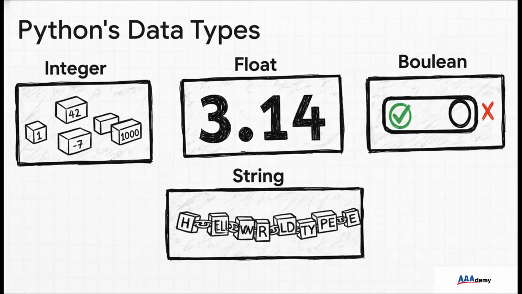Simple as that. And the stuff you can put inside these boxes comes in a few basic flavors. You've got integers, or ints, for any whole numbers. You've got floats, for any numbers with a decimal point. You've got strings, which is basically any text you can imagine. And finally, booleans, which are just simple, logical, true or false values.